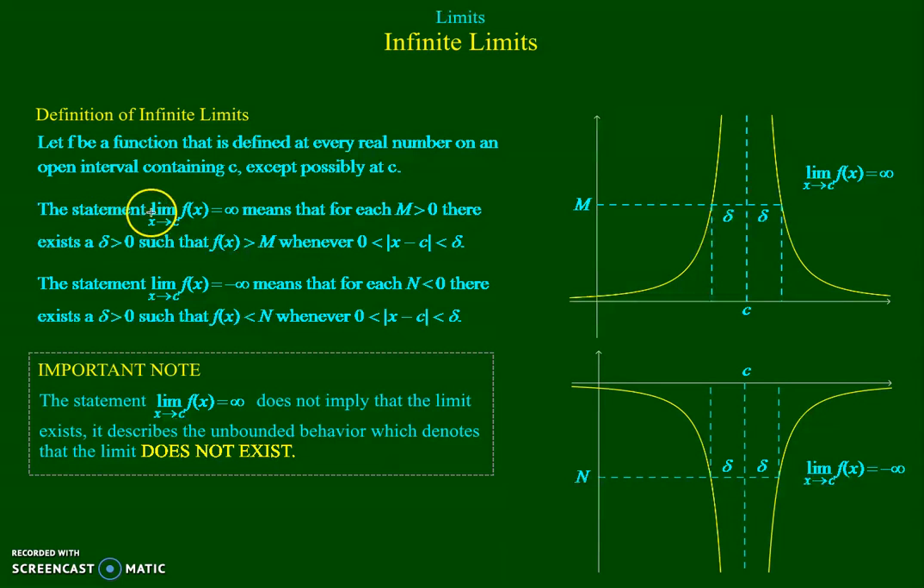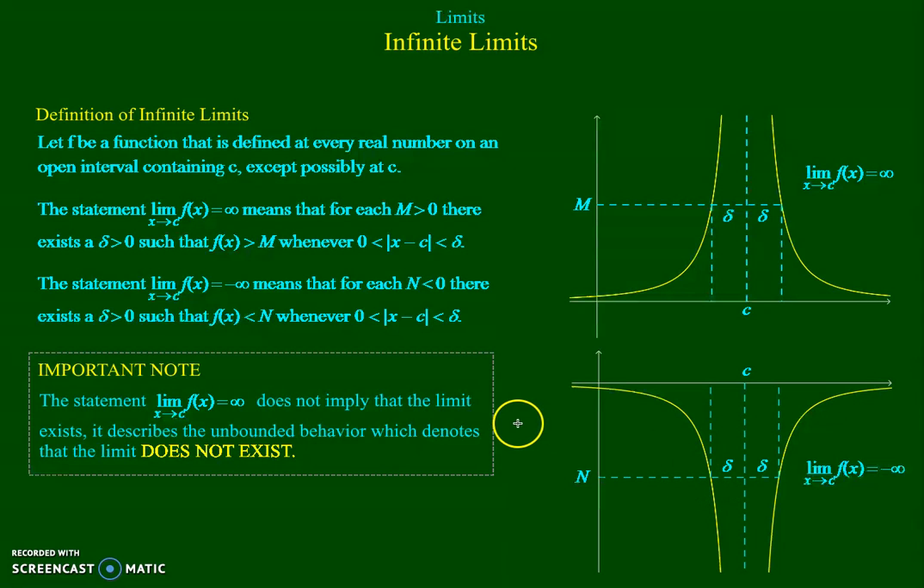The statement, the limit as x approaches c of f of x equals infinity, means that for each M greater than 0, there's some delta value, some distance here, such that any x value, any x minus c inside that delta region, evaluated on the function is going to be greater than M. And likewise, the same thing is going to be less than N.